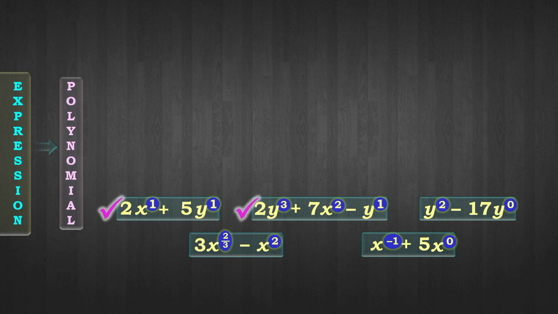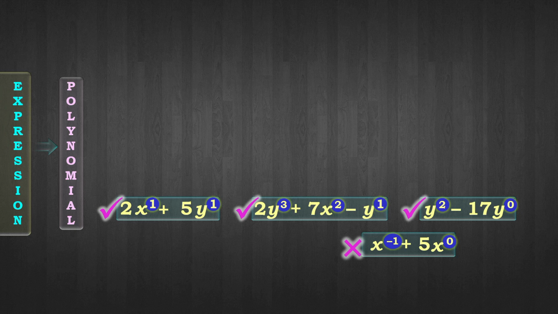The expression y^2 - 17y^0 is also a polynomial. Remember, any variable raised to the power 0 is equal to 1, so this power is allowed. Now look at the expression 3x^(2/3) - x^2. This is not a polynomial because the power 2/3 is a fraction and polynomials do not allow fractional powers. Next, look at the expression x^(-1) + 5x^0. This is also not a polynomial because negative powers are not allowed in polynomials.